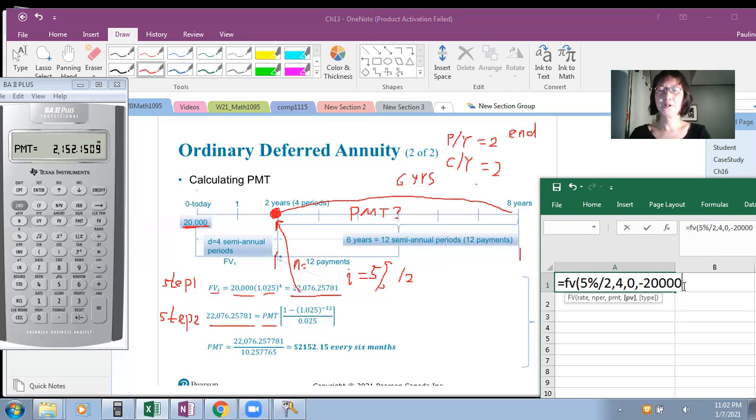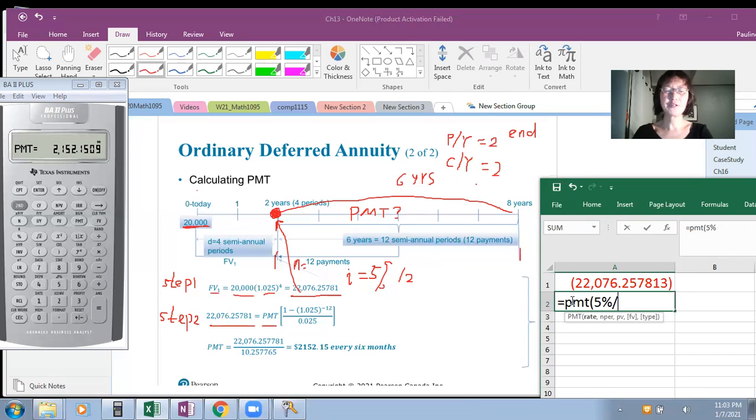So this is a present value. Maybe I will enter a positive number. Doesn't matter. This is a PV. Type is a 0. So you get this number. Okay. The future value.